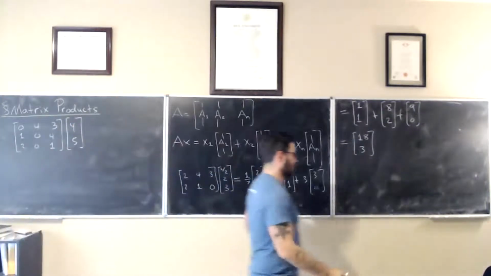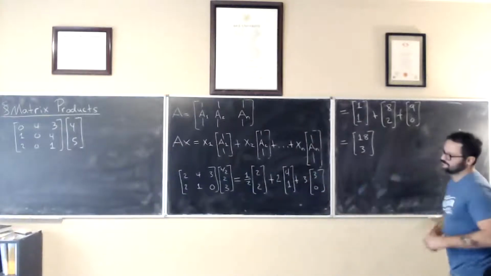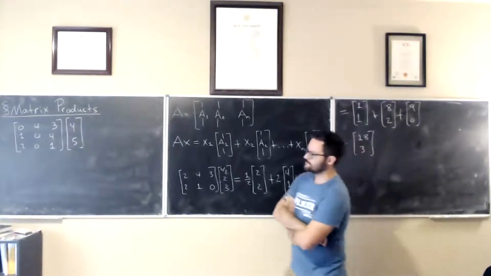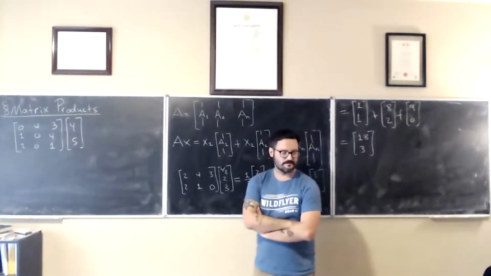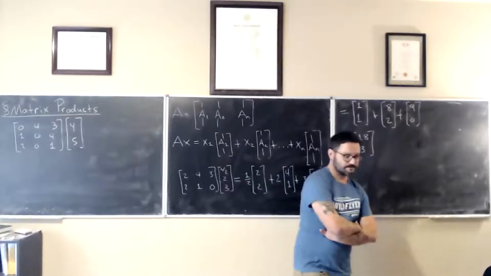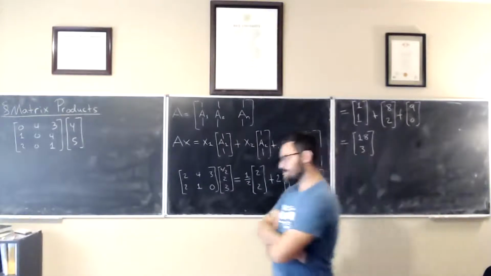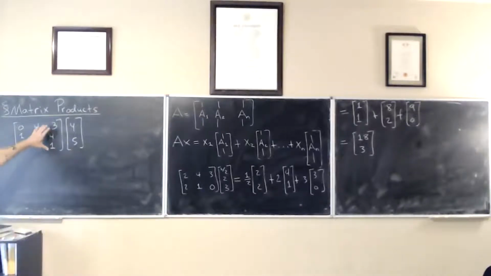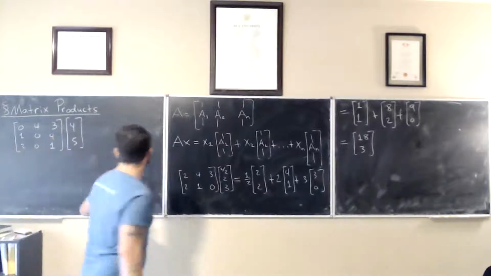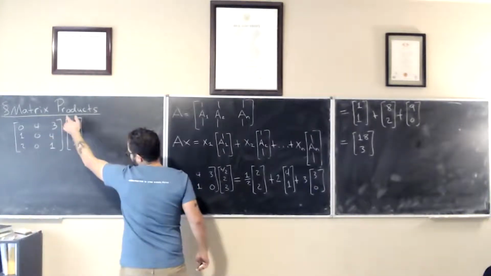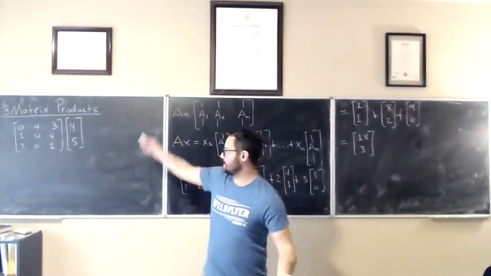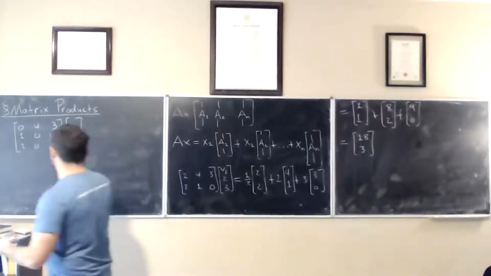What do you think about that? Is it not possible to do? Not possible, right? If it's going to be a linear combination of the columns of A, there needs to be the same number of things in here as there are columns in the matrix. So that would not be possible. It's not defined.